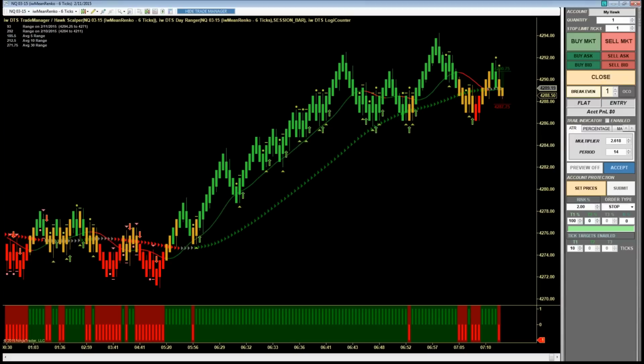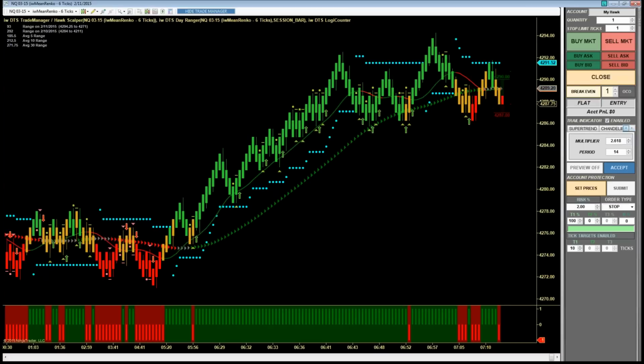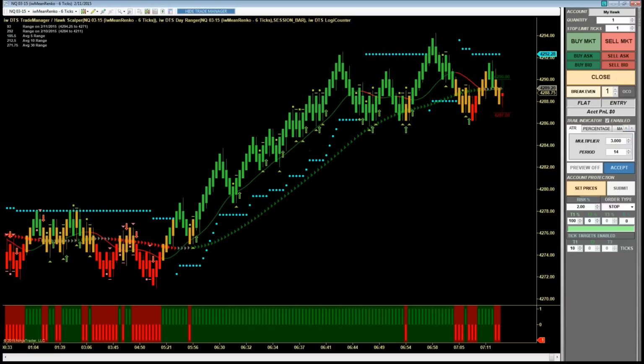All right. I was telling you guys about the trade manager. I was telling you how important it is to have not only signal generation, but a way to manage your trades and a way to protect yourself money-wise. The trade manager has a built-in stop strategy. Actually, it has 16 different stop strategies to choose from.